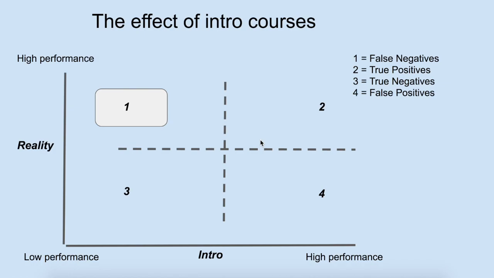That's good. Quadrant 3 is the true negatives. Unfortunately, we have some of those. That's folks whose performance in intro is low because ultimately their performance in subsequent classes, if they even go on to subsequent classes, will also be poor.